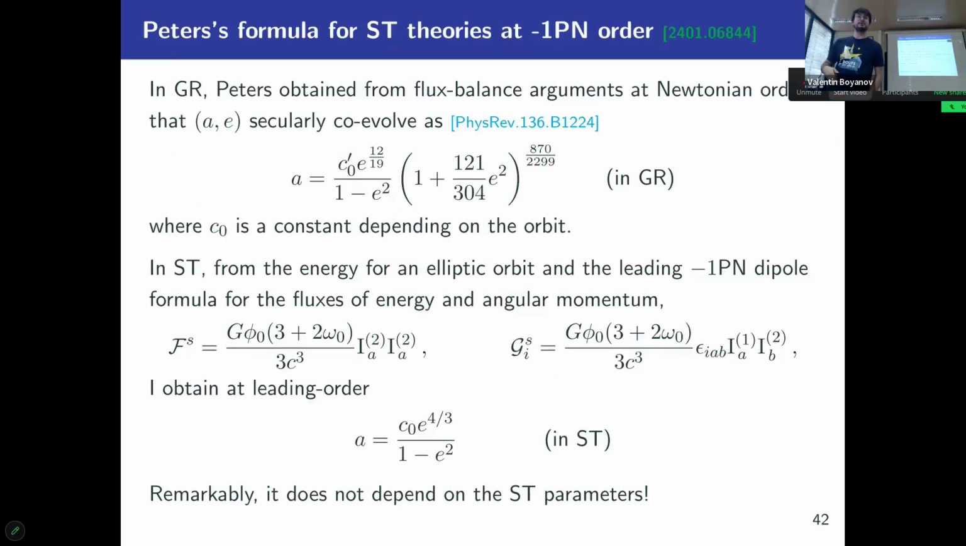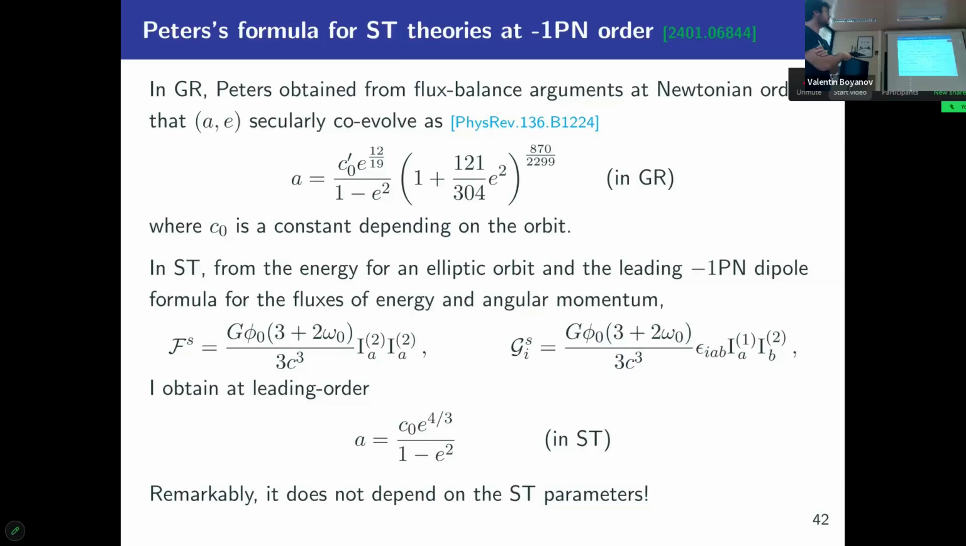Right. So now we're interested in using this for looking at the radiation and the radiation reaction. And in general relativity, Peters obtained a very interesting formula. Basically, he takes the Einstein quadrupole formula for energy and angular momentum on an elliptic orbit, and just postulates conservation of energy and angular momentum, balance laws. And he found that this leads to a relation between the semi-major axis and eccentricity, which reads like this. This is a secular relation, so ignoring small oscillations.